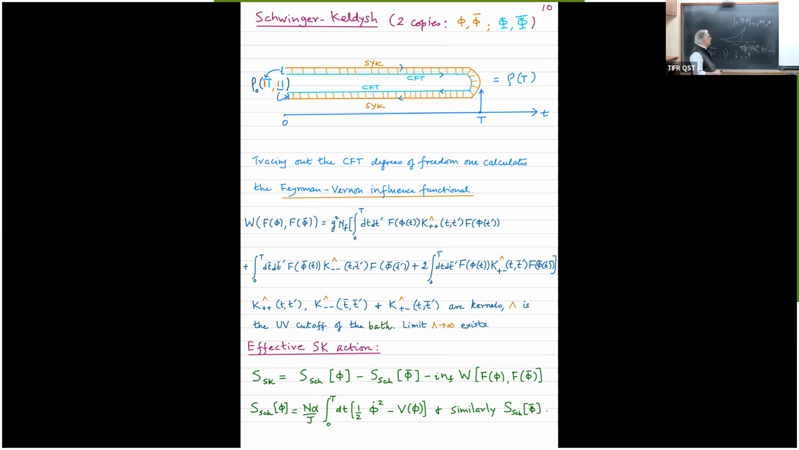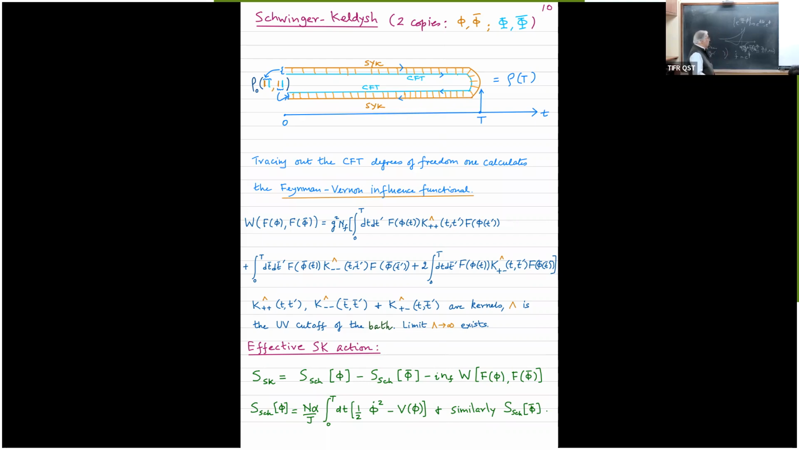So I don't want to detail this. Basically, because you are looking at the path integral for the density matrix, you have to go and come back, because it evolves by a joint action of the forward and backward evolution. You just do it, and you get this object. All these kernels which we have over here were computed with a finite cutoff and then the cutoff was removed. So the effective action essentially is given by this double copy action in which the SYK model has two copies, phi and phi bar, with the Feynman-Vernon functional, etc.